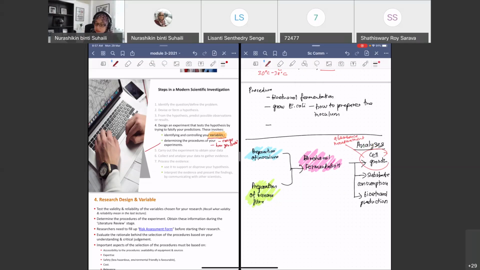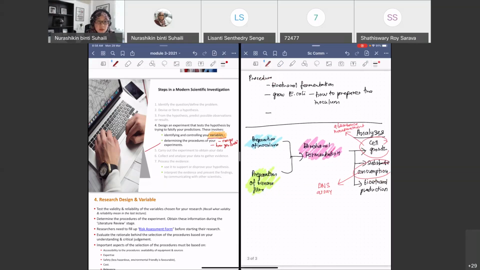For substrate consumption, maybe you check by using HPLC, or maybe an easy way like a DNS assay, whereby this DNS assay can quantify the concentration of reducing sugar, for example glucose. So you have to know what a DNS assay is, how it works, and find out the procedure for it. For bioethanol production, maybe using HPLC. So what is HPLC? That is another procedure.